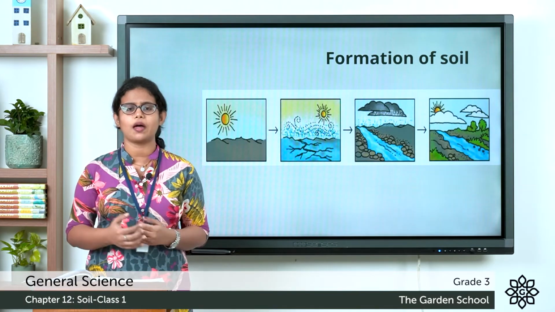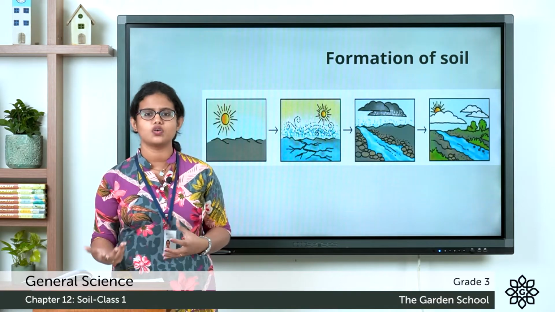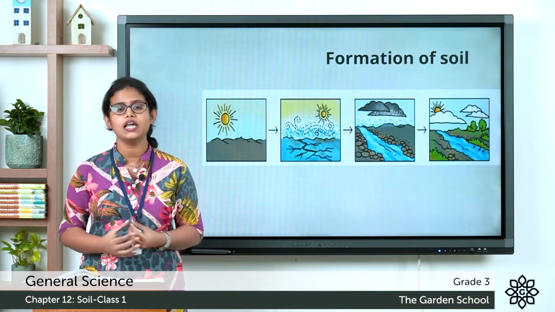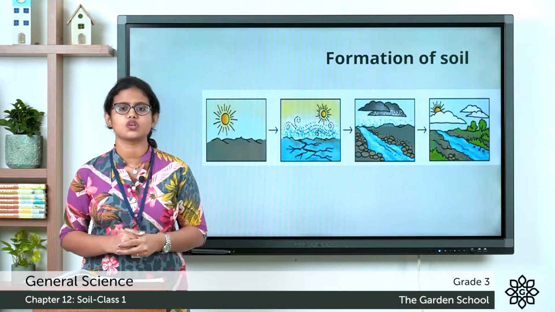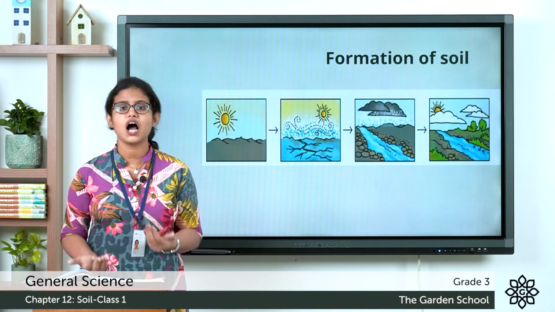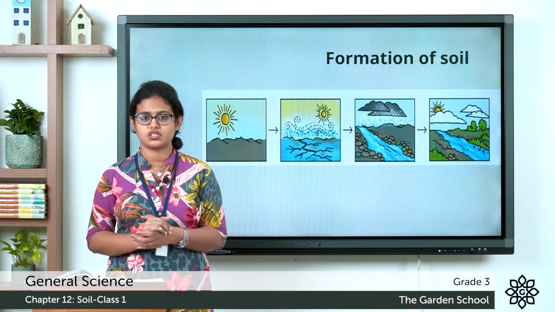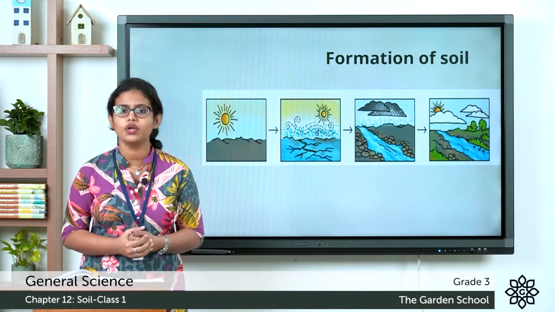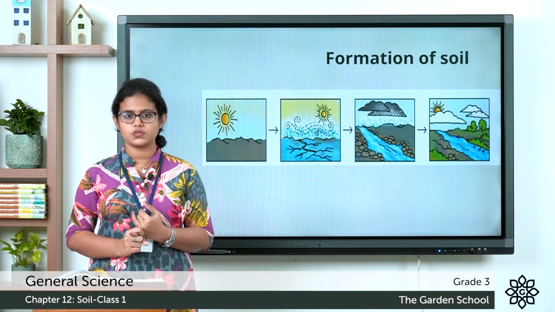Then gradually, pebbles, sand, and silt were formed from rocks. Later on, plants appeared on the land, and their remains also mixed with the particles of rocks. This is how soil has formed. It is not a slow process. It is a very long process. We can say it is an ongoing process. So this is how soil has formed.